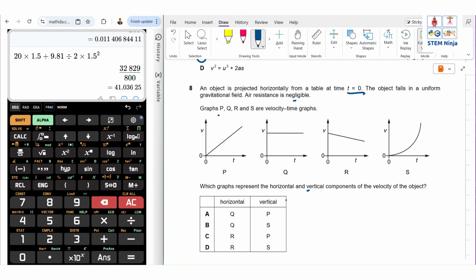So first off, the horizontal component remains constant. So horizontal would be Q. This would be horizontal. So that means R and S will cancel out.